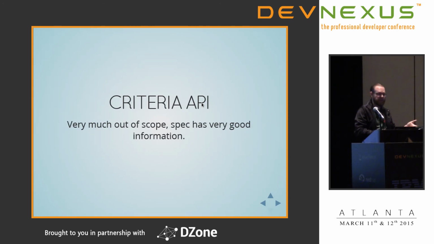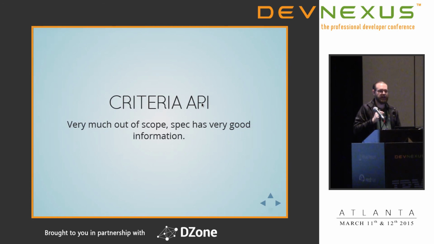The criteria API gives you a type safe way of doing that programmatically, and that's one of the cool things. But it is very verbose and it does get complicated. So I'm saying, especially since I have about 10 minutes left, it's out of scope for this talk.